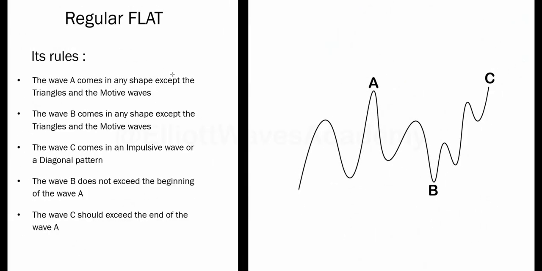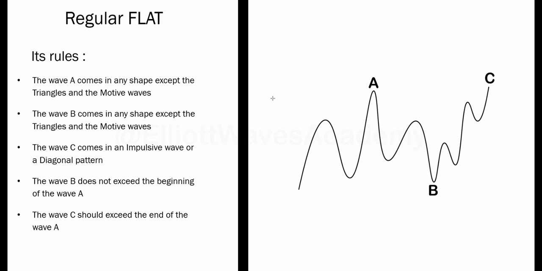Speaking of the rules of the flats, there are some common rules between the three kinds of flats, which concern the subwaves. Whether we have a running flat, or irregular flat, or regular flat, wave A is a corrective wave. It comes in any shape of the corrective patterns except the triangle pattern. Wave B, the same thing, while wave C is a motive wave, which means that it can be a diagonal pattern or an impulsive wave.